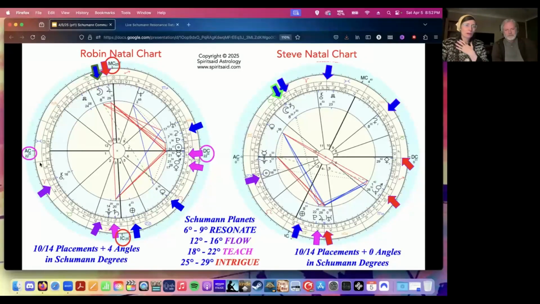Somebody who has all 4 angles in their Schumann resonances probably can't avoid communicating. Like I probably could not live a quiet life where I didn't teach or I didn't communicate or I didn't express myself. So this is something that might help you if you've either received a lot of messages that you should communicate, but you don't want to, or vice versa, that you shouldn't communicate, but you feel like you can't help yourself. This helps you understand how many placements do you have in the Schumann degrees? And are they the major parts of your chart? And if so, that will help you understand what your natural communication is like.